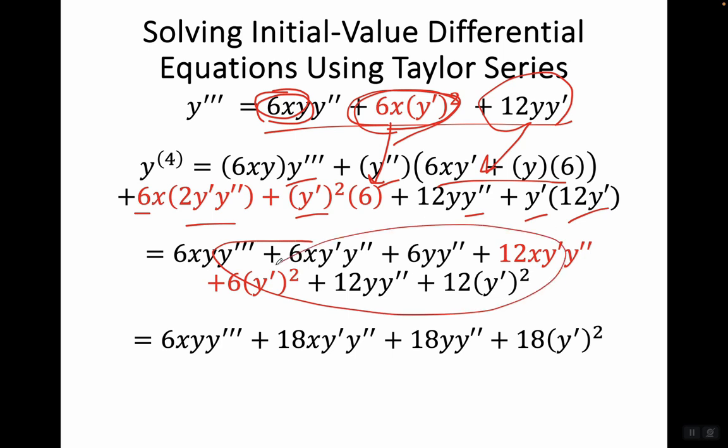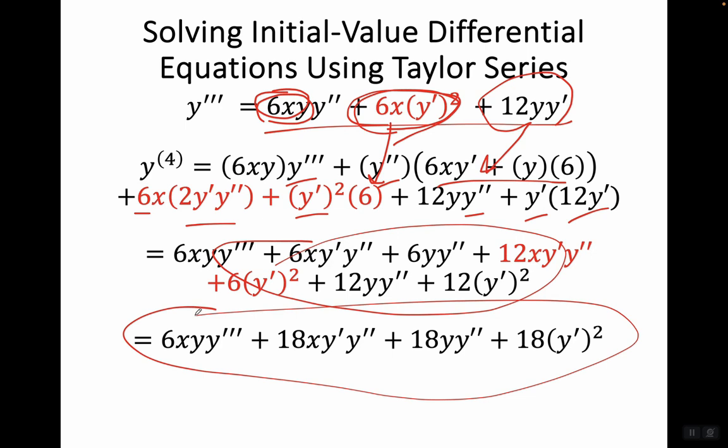So you rewrite this. Okay, so you multiply things out and you combine like terms, and this is what you end up with. So that's the fourth derivative of y with respect to x. This is brutal.